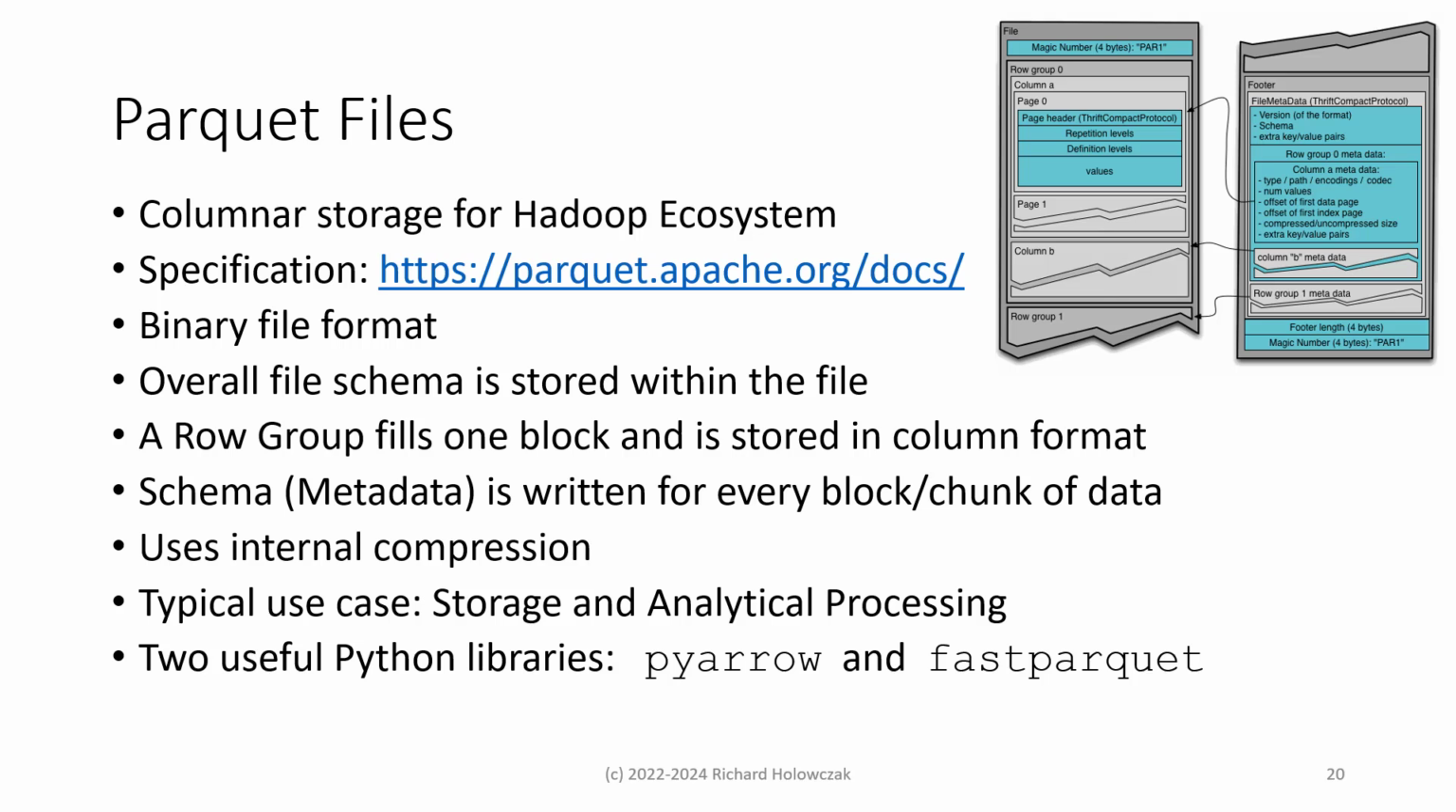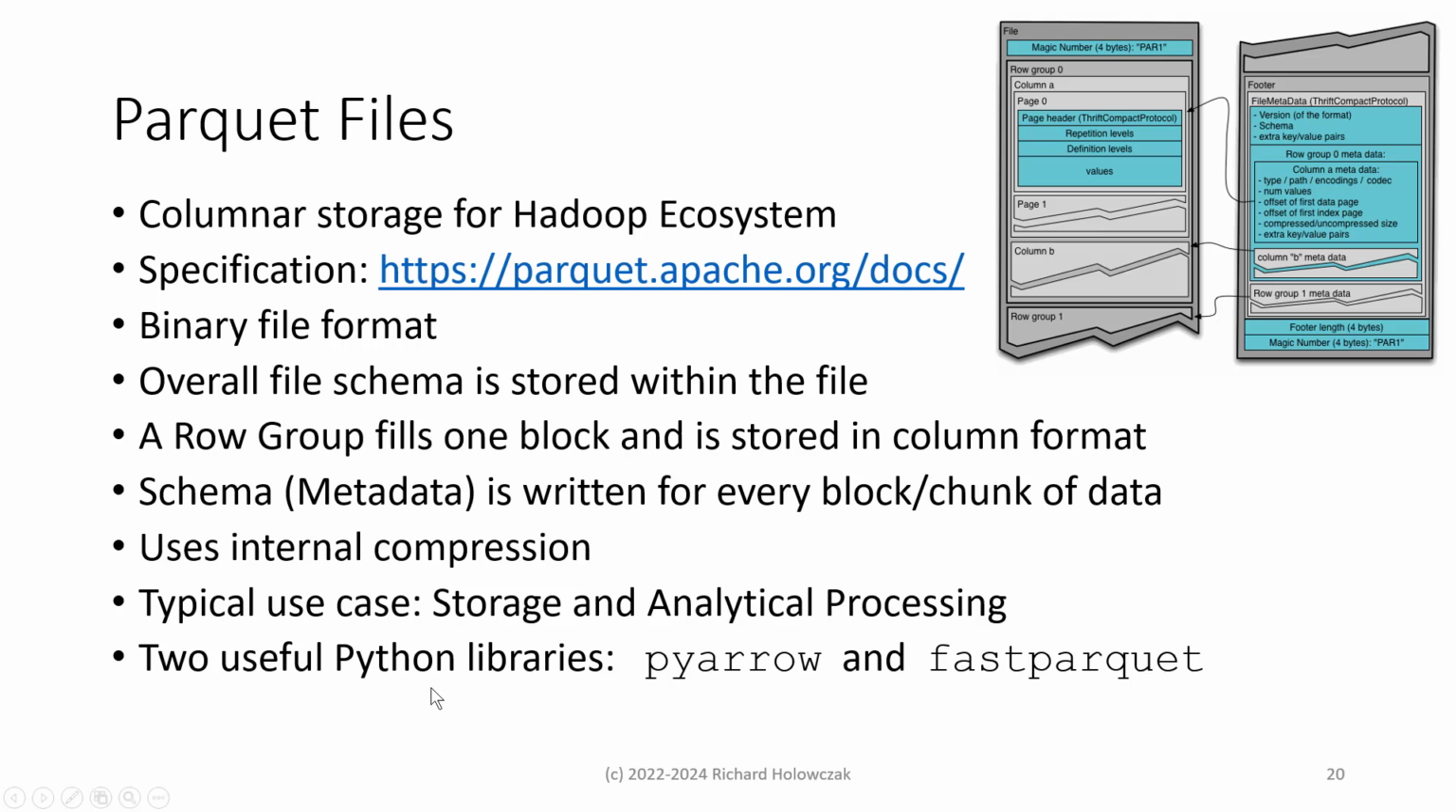Okay, Parquet files are very important. They are used significantly for data storage for analytic purposes. They are kind of the preferred storage format in the Hadoop ecosystem. And this is because the files are splittable and because they are stored in binary format with the schema attached to each block of data. It's a column store format, and each block of data or chunk of data has, as I said, the metadata written with it. Each chunk uses internal compression, so the files are already compressed inside, and they are used again for storage and analytical processing.